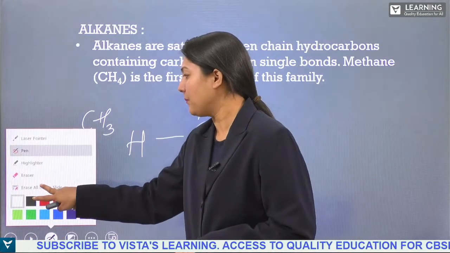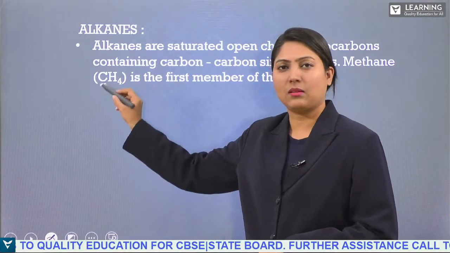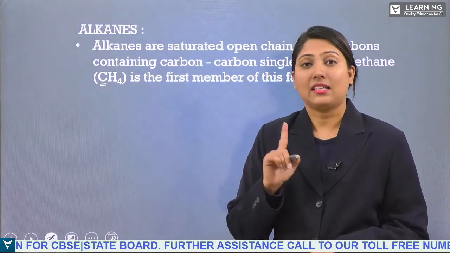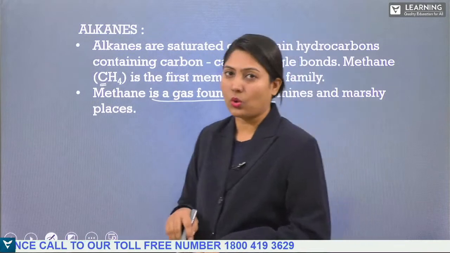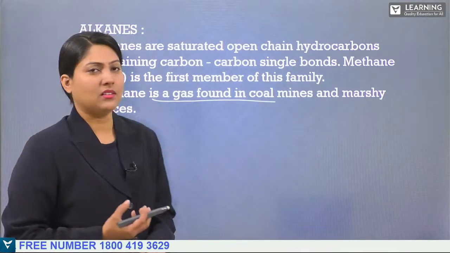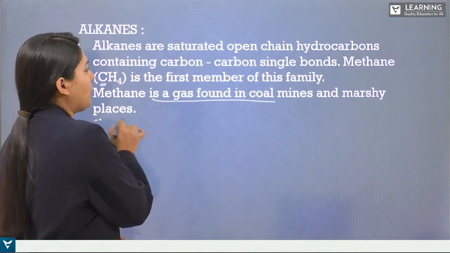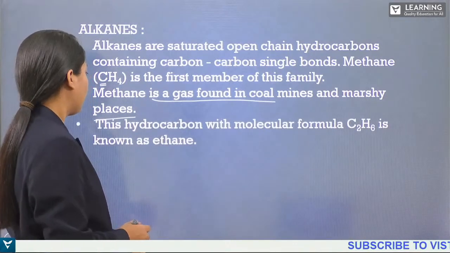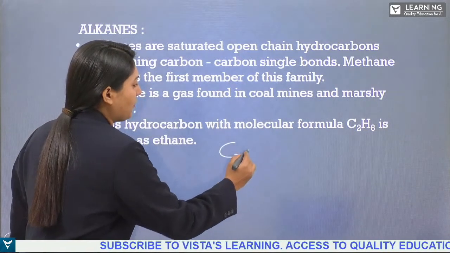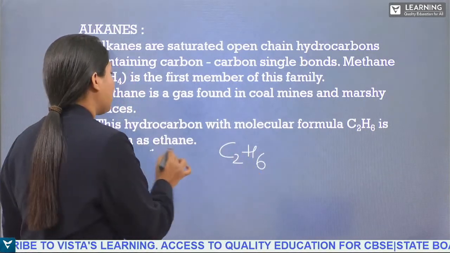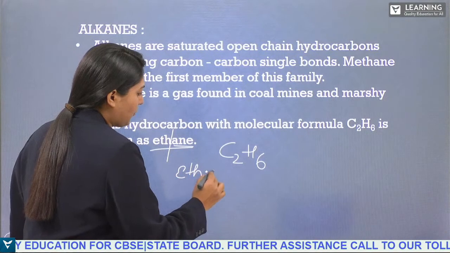Now you have to remember, one carbon means meth. Since it is having only single bonds, it will be called methane, and this is the first member of alkane. Methane is a gas found in coal. When you do the destructive distillation of coal, we get this methane gas, and it is found in marshy areas also. This hydrocarbon with molecular formula C2H6 is called ethane. That means ethane. Eth means 2.